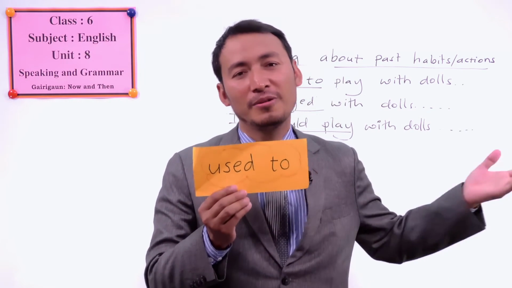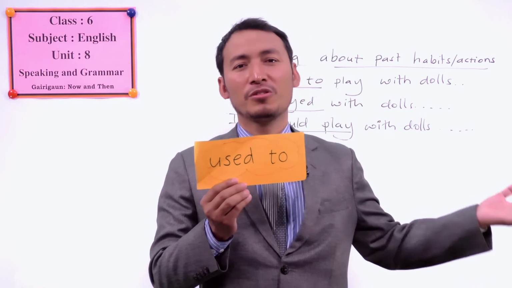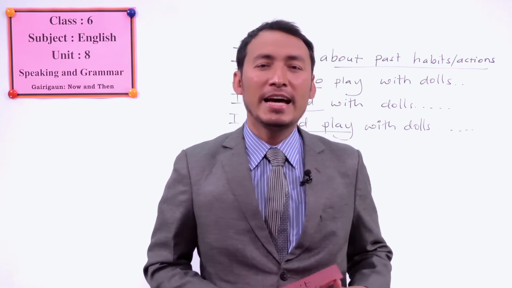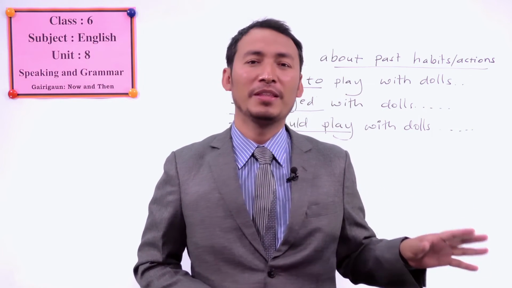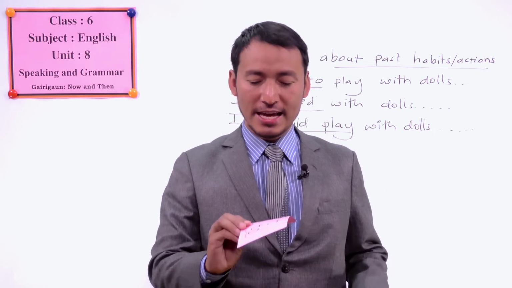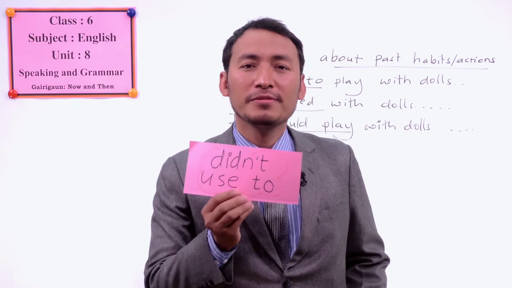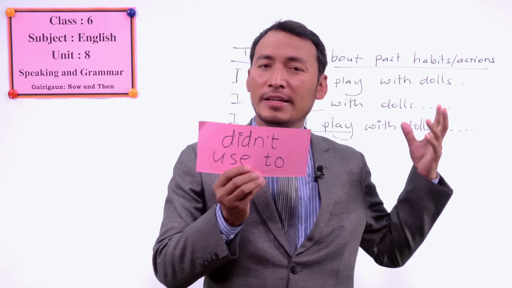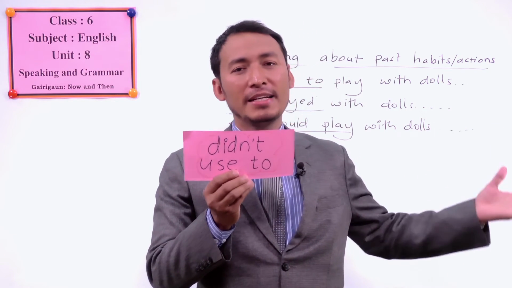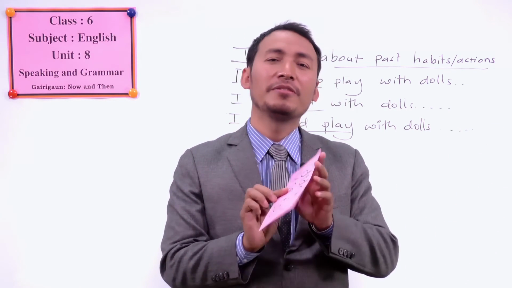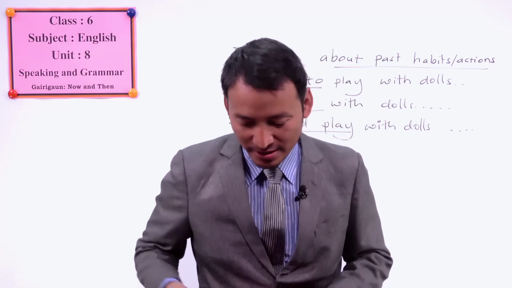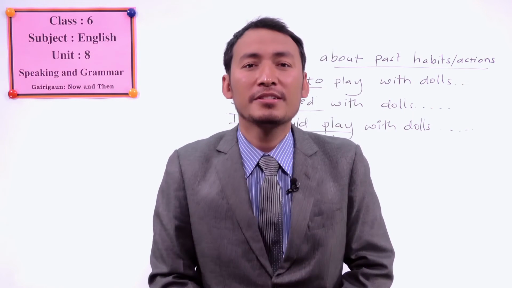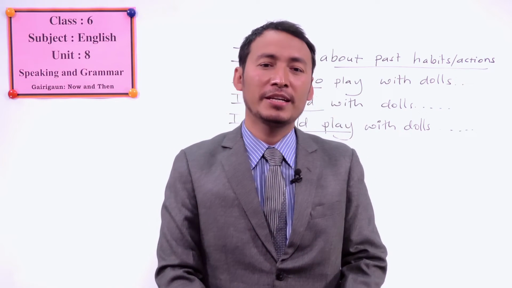I used to go there. I used to eat chocolate. And if you want to say that you didn't do something in the past, then you can say I didn't used to, like, fight. I didn't used to do something bad. Likewise, you can talk about something you didn't do. Okay, students? So these are the different forms we can use. Now let's see the questions and exercises, and then we will talk about it again.